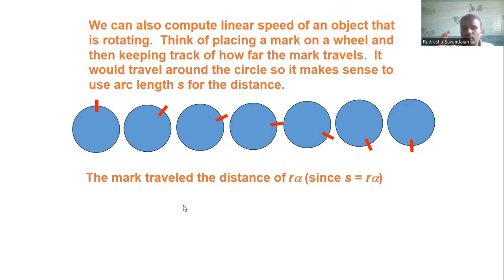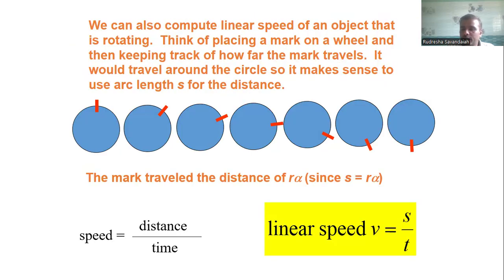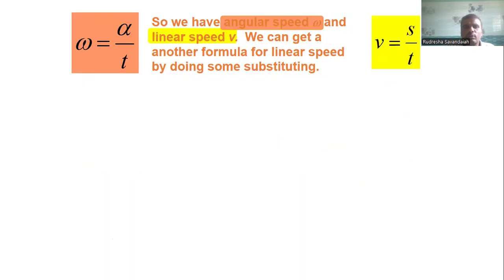The mark traveled the distance of r alpha, since s is equal to r alpha. Speed is equal to distance per time. Speed is measured using distance per time. Linear speed is v equal to s by t. Angular speed omega is equal to alpha by t. So we have angular speed omega and linear speed v.